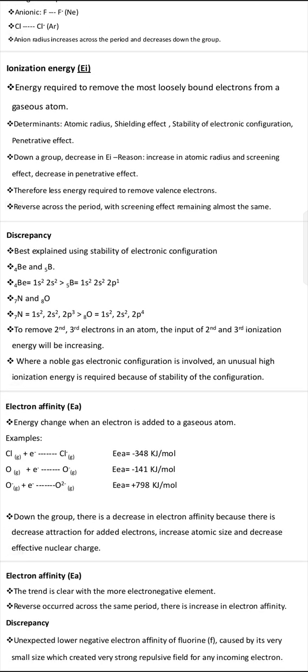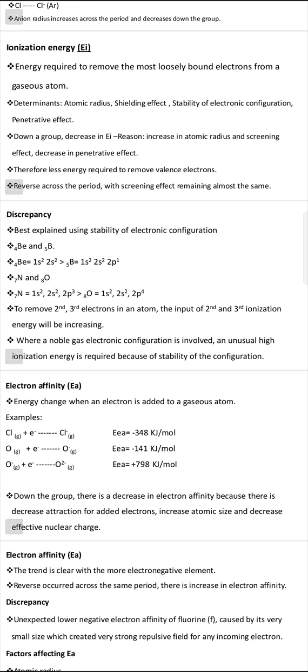So ionization energy is the energy required to remove the most loosely bound electrons from a gaseous atom. So ionization energy is just the minimum amount of energy you have to get to remove an electron from a gaseous atom, and its determinants are atomic radius. So you have to consider the atomic radius, screening effect, stability of the electronic configuration, and the penetrative effects of the atom before you can know that okay, this element has a higher or lower ionization energy.